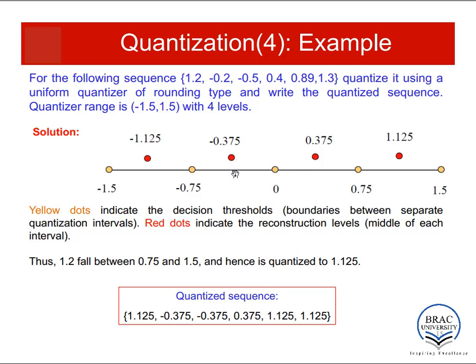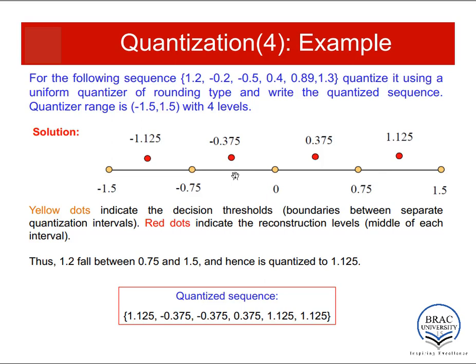So what can be the error? Let's say one sample is exactly minus 0.375. Then this sample is in this range, so we will quantize it to minus 0.375, and there is no error because the original sample was also minus 0.375. But let's say the original sample was minus 0.2, somewhere here. Now when we quantize it to minus 0.375, an error will be introduced, and this error will be minus 0.2 minus minus 0.375, and we will get a result here.